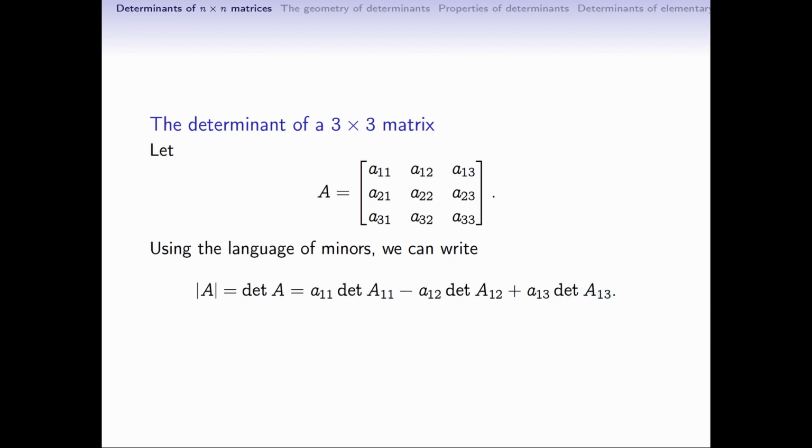Now we should really think of this as a determinant formula for the matrix A obtained by expanding along the first row of the matrix A. Now there would be an equivalent formula for the determinant of the matrix A obtained by expanding, let's say, along the second row of A.